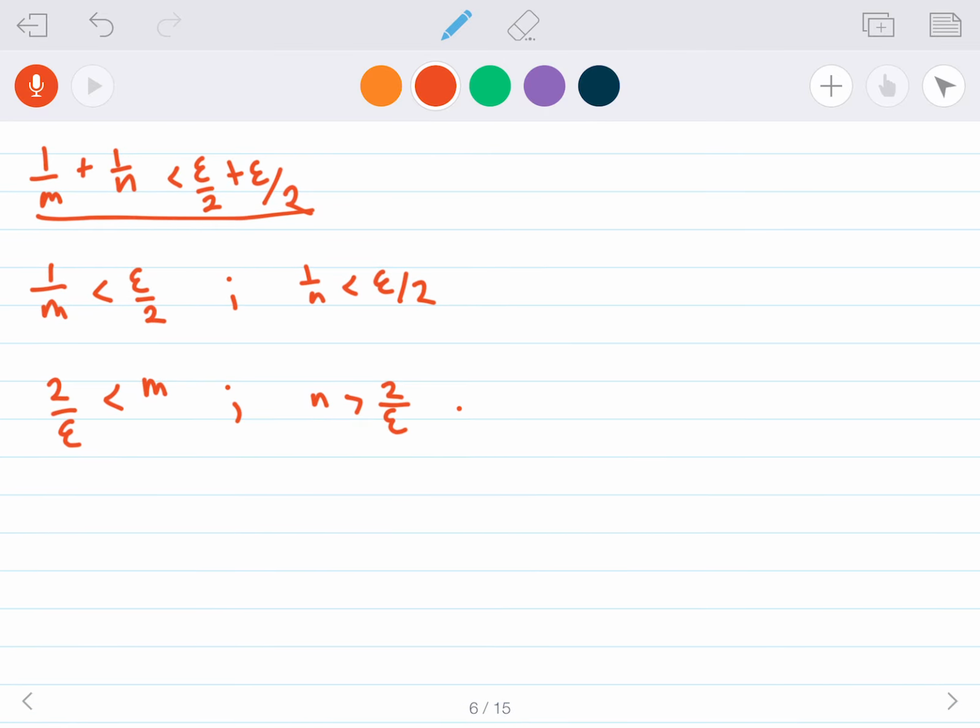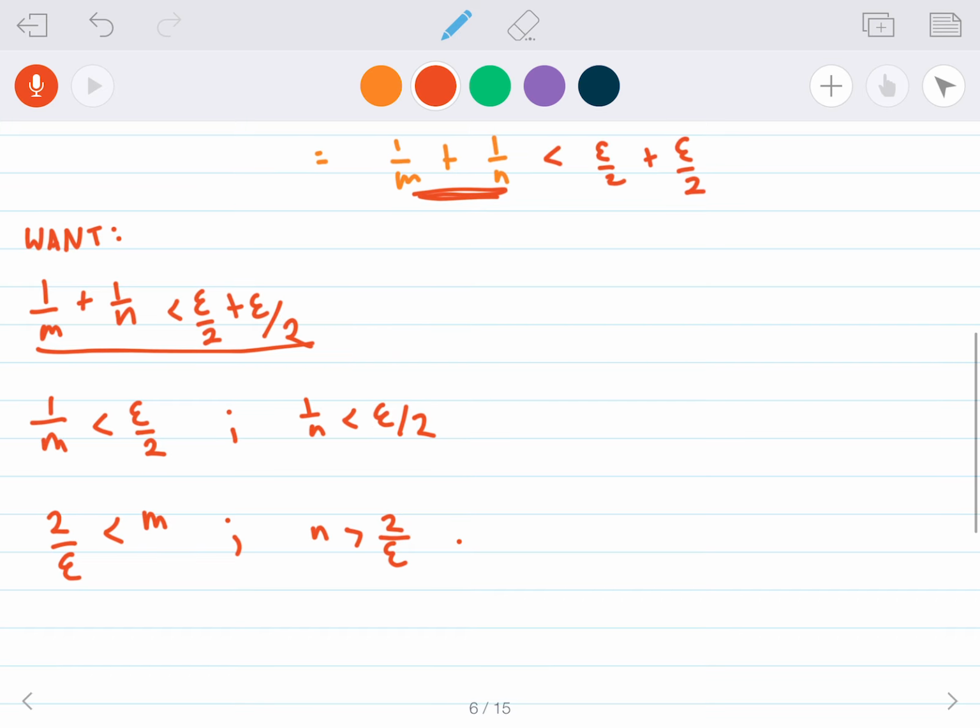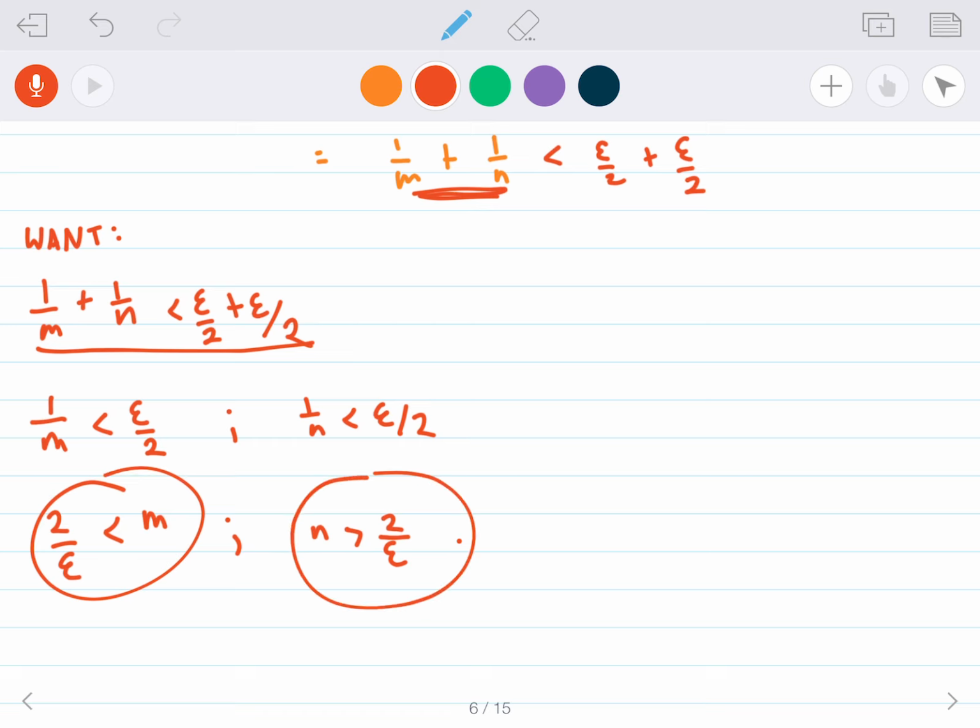Okay, and so that's it, right? Now we know what we can choose for capital N, because now we have the stuff isolated. So if we let capital N be greater than 2 over epsilon, then this will work out. Okay, so that's how we do this. It's just the same exact strategy that we employed for the convergence proofs.